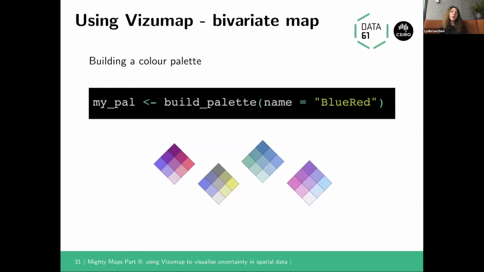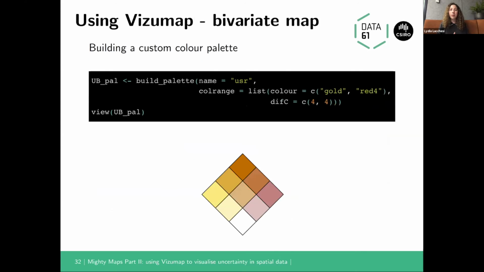All right, to build a palette, you use the build_palette function. You can use one of the pre-made palettes included in Vizumap, or you can use the build_palette function to try and write your own bivariate color palette.